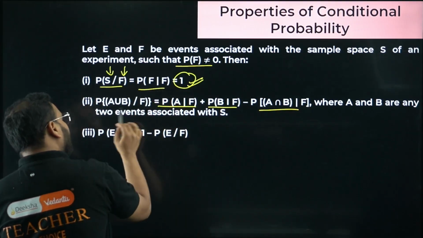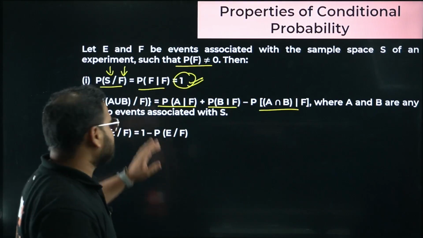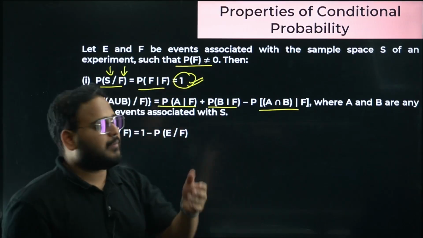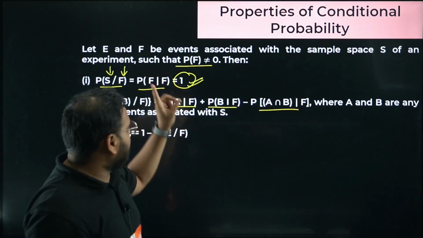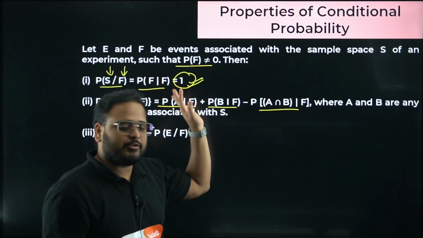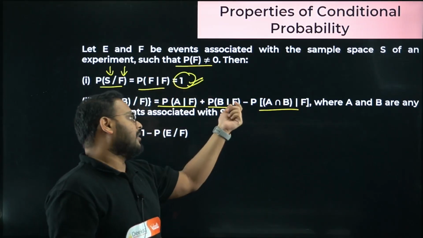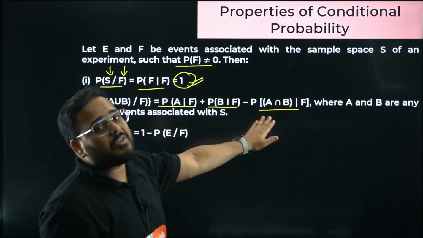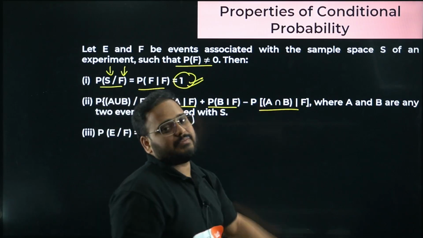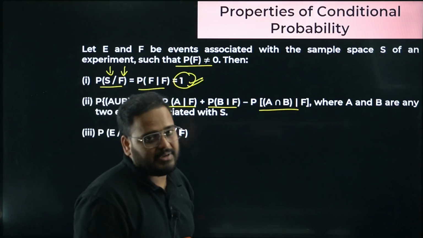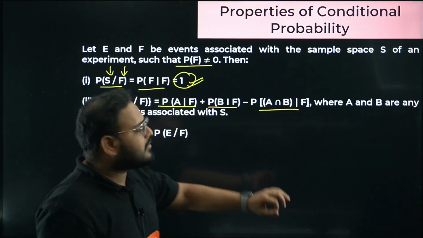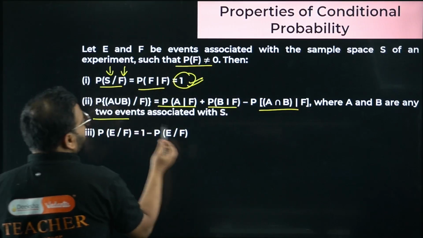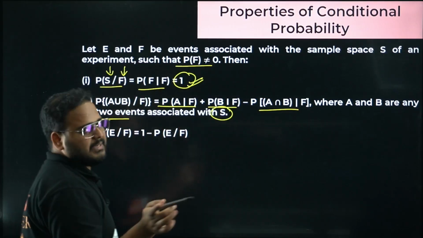Probability of the union of A and B, conditional on F, means F has already occurred and we are looking for the union of A and B. It will be given by the probability of A given F, meaning F has already occurred and we look for the chances of A, plus the chances of B given F, minus the chances of the intersection of A and B. I hope this is clear, not difficult at all. Here A and B are any two events associated with the same sample space S.